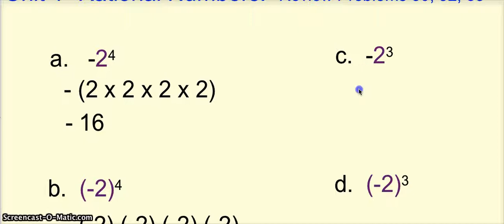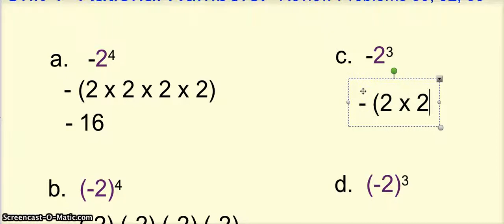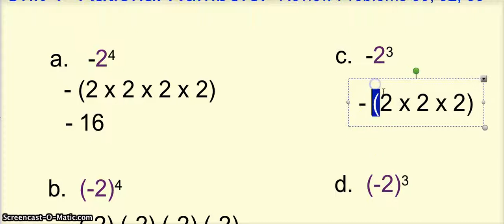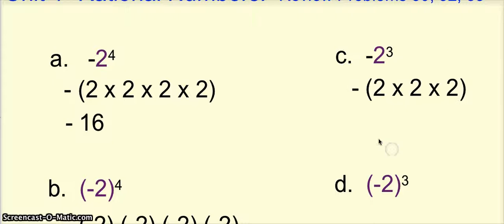So here, again, we have negative 2 to the third, so that means we're taking the opposite of 2 times 2 times 2, which means we're taking the opposite of 2 times 2 is 4, times 2 is 8, so the opposite of 8 is negative 8.